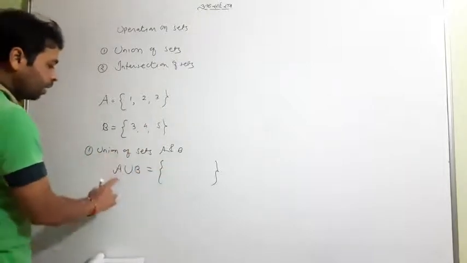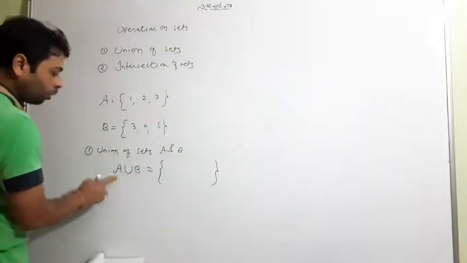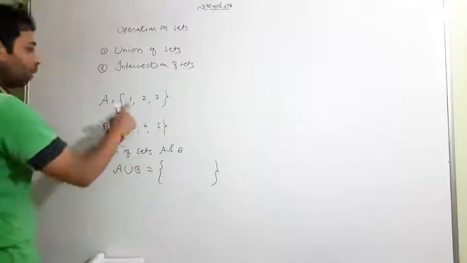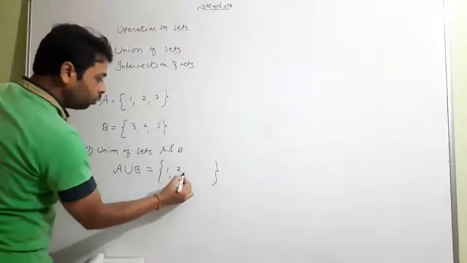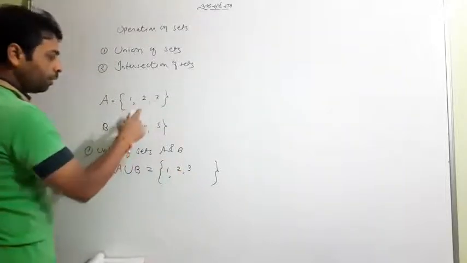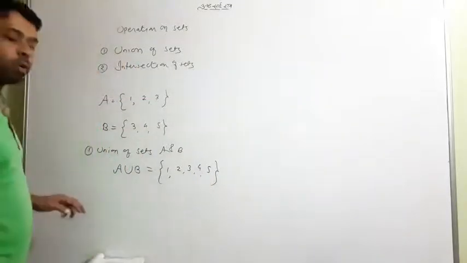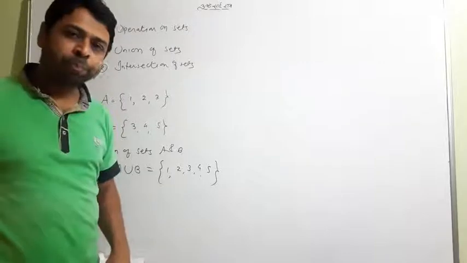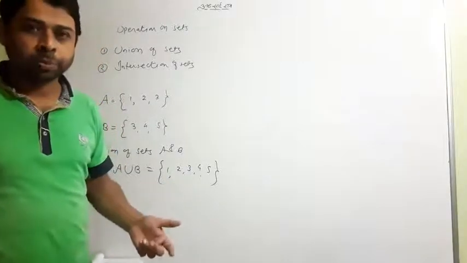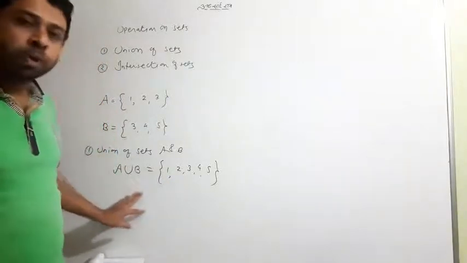Meaning A union B is a combination of both. Like 1, 2, 3, 4 and 5, where 3 is not repeated. So I have written all the elements of A as well as B, but elements are not repeated. This is called A union B.